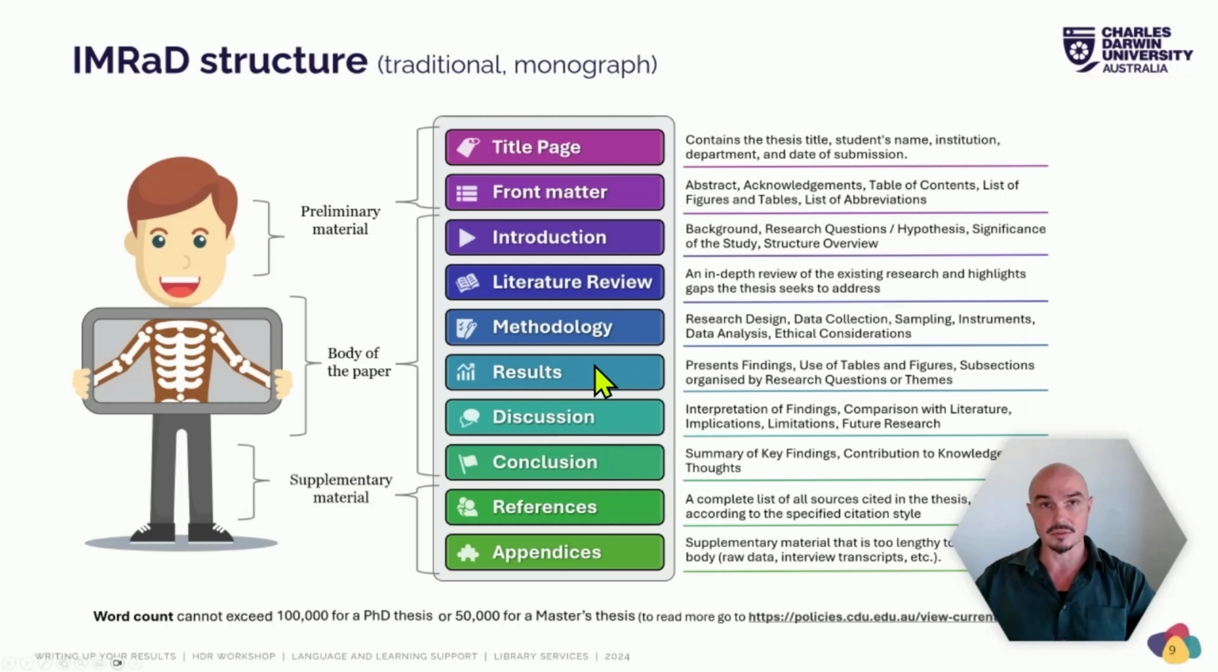It's likely that the results section won't be very long. So if you're doing a PhD, there's a max word limit of 100,000 words. It's possible your results section could be 5,000 words or less.